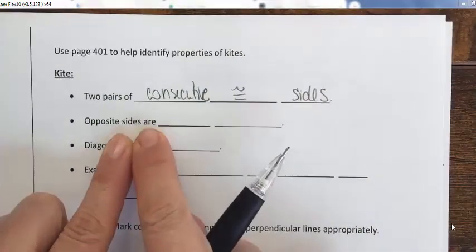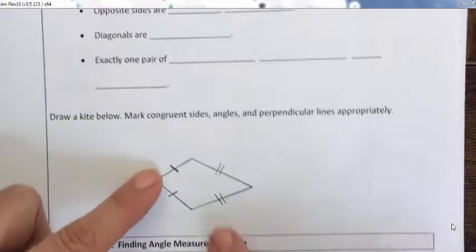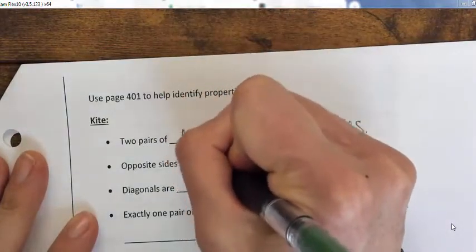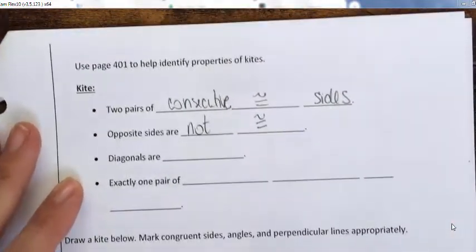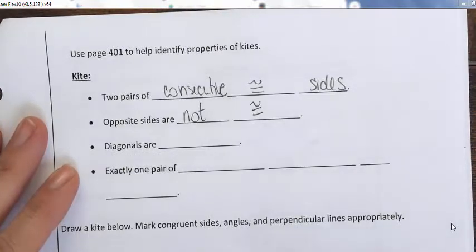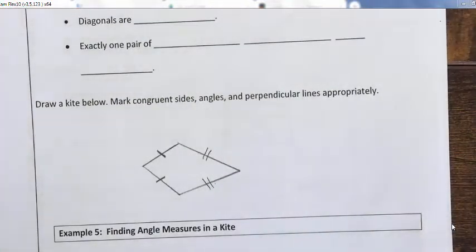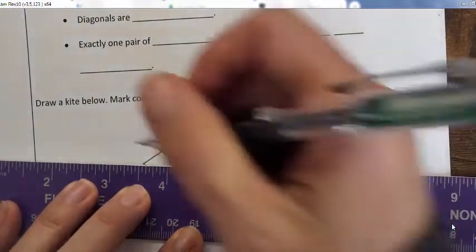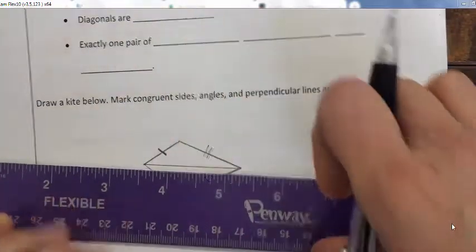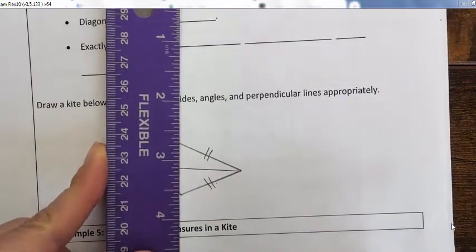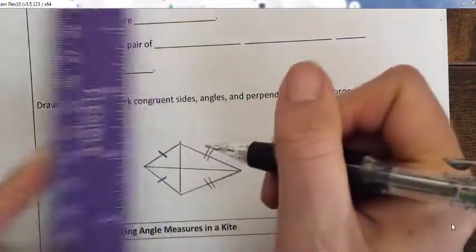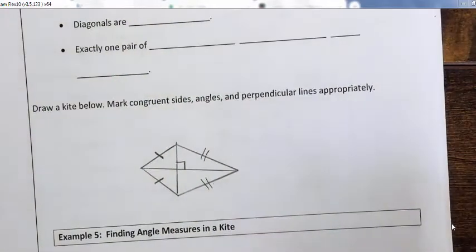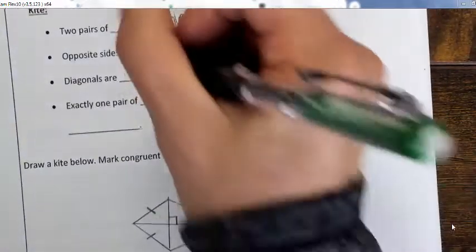Now, opposite sides here are not congruent. So see these opposite sides? Not congruent. The diagonals, if you draw your diagonals in, and if I drew this as a perfect kite, which I did not do, the diagonals have a special relationship. I don't think it's going to come across very well on my diagram, but that's why we can just put the little symbols in there, mark it up real nice. So diagonals are perpendicular.